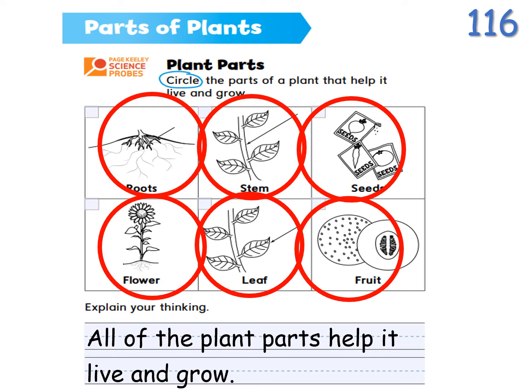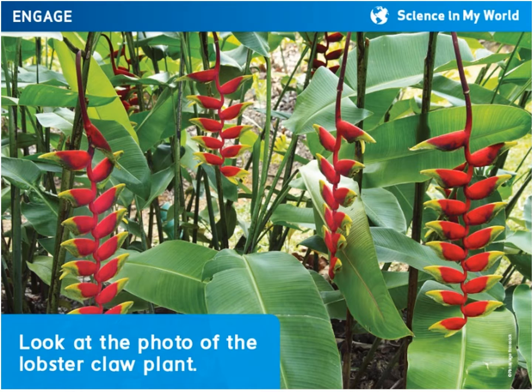Pause the video until you're ready. Let's look at this photo. These are beautiful. This is called a lobster claw plant. Lobster claw plant. Okay, la garra de langosta parece. Take a good look at it. We're going to ask questions.